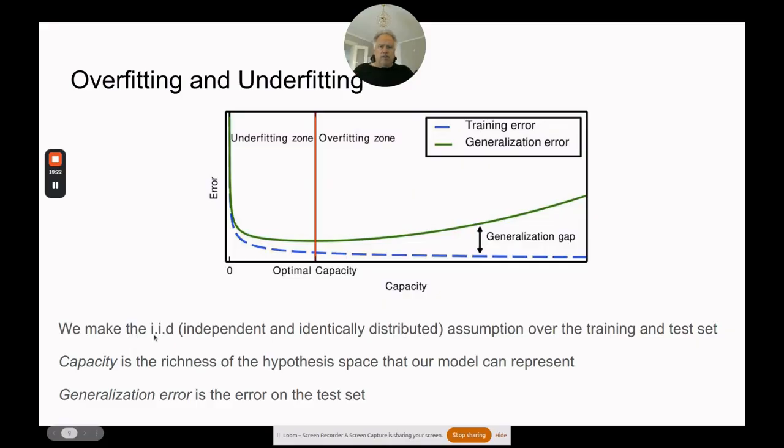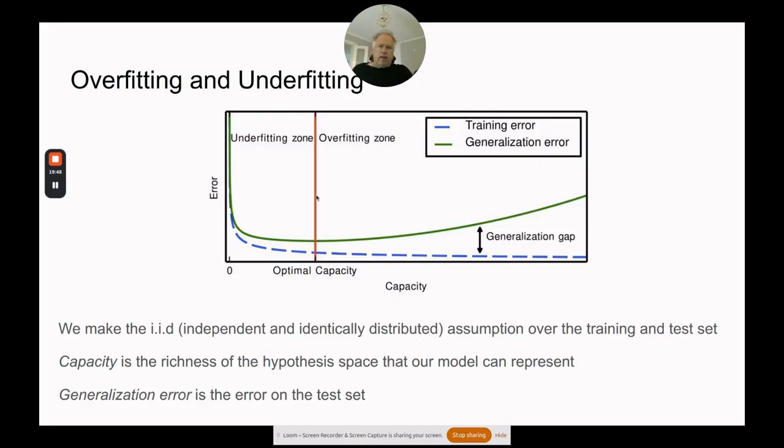And that's basically this assumption of independent and identically distributed, this IID assumption. The idea is that whatever our training data is, it's drawn from the same distribution, from the same process that our test data is drawn from, and it's randomized. Right, so we want to avoid this generalization gap.